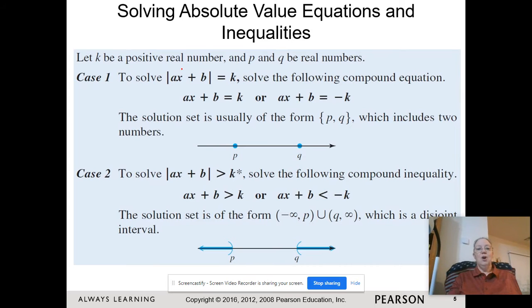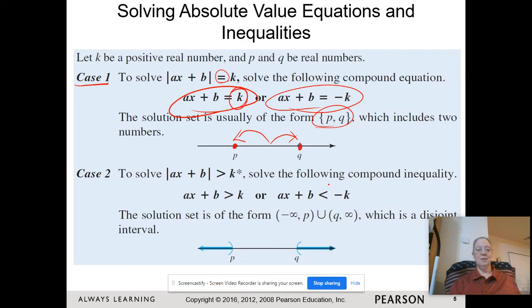All right, so you've got 3 different cases. Case 1 is when you have an absolute value equal to a number. Once again, you can go in the positive direction or you can go in the negative direction. This takes care of the positive direction. This takes care of the negative direction. The answer is usually going to be 2 numbers, right? A set. So that's when it's equal.